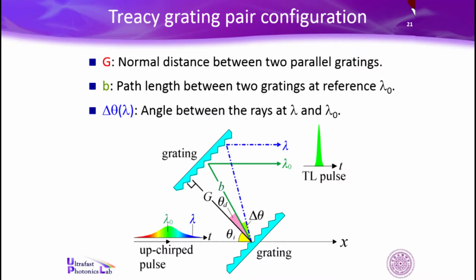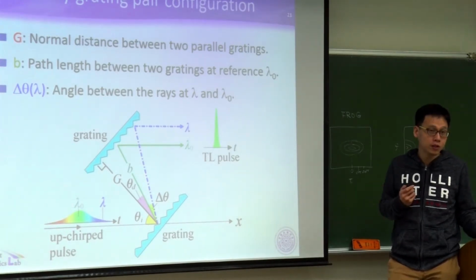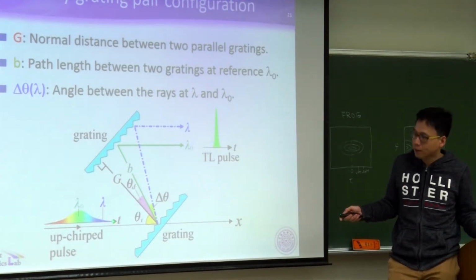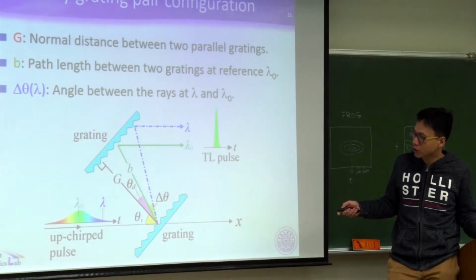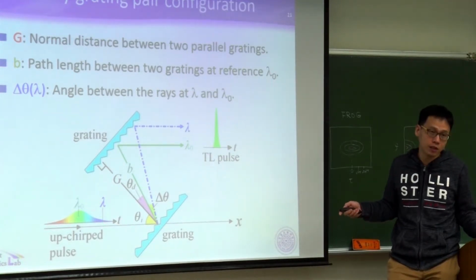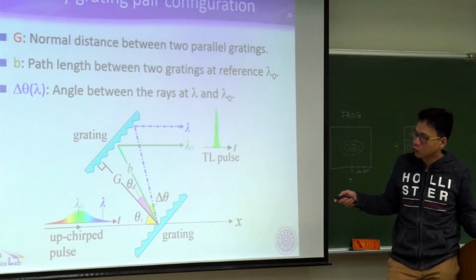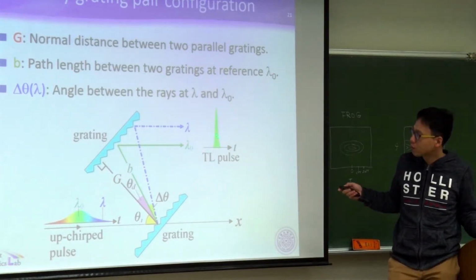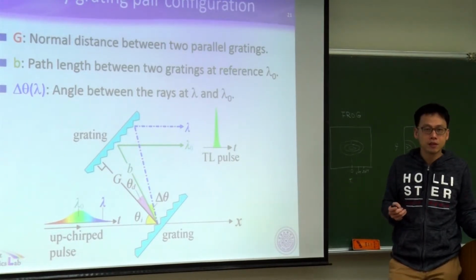But what would be the function of this grating pair? Maybe just like this. You have an upchirp input pulse. What is upchirp? If this is the time axis, higher frequency or shorter wavelength will appear at a later time. Okay? After the grating pair, you can probably arrive at a transform limited pulse.